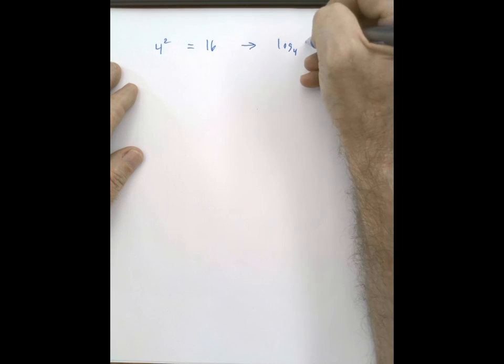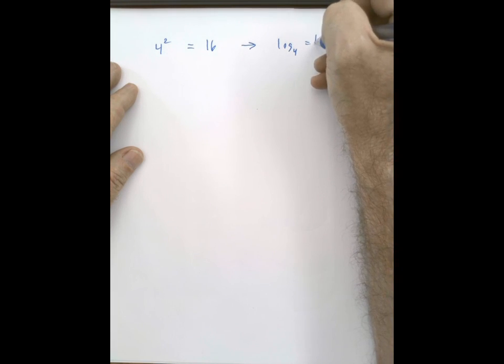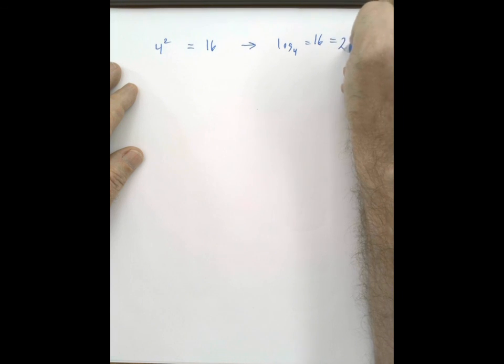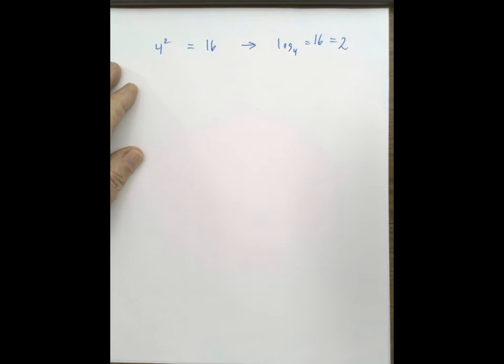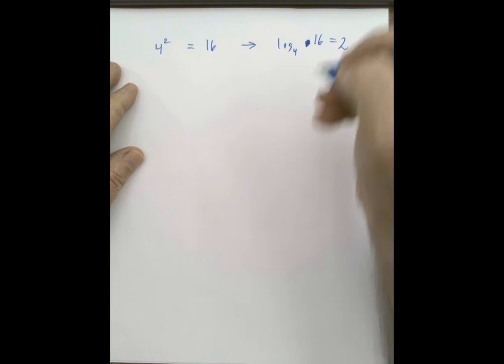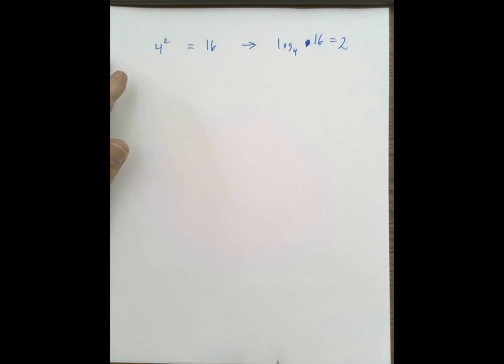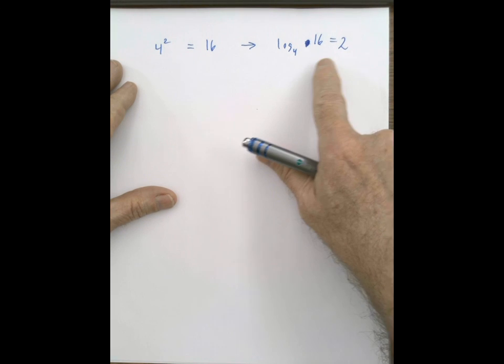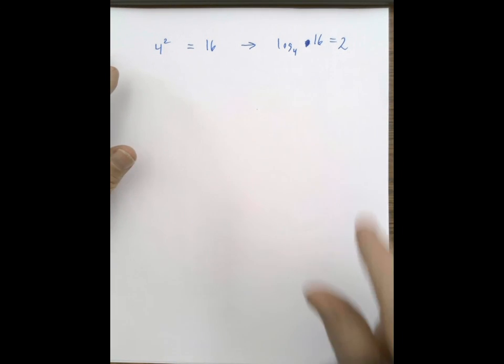Log base 4 of 16 is equal to 2. See? Don't need that equal sign in the middle there. Log base 4 of 16 is equal to 2. See that? 4 to the 2nd power is equal to 16. Okay? So that's how that works.